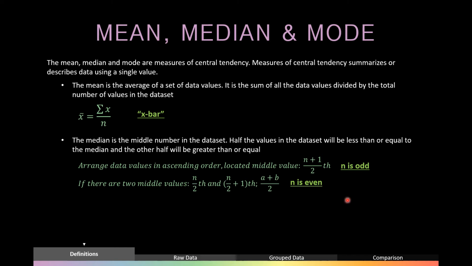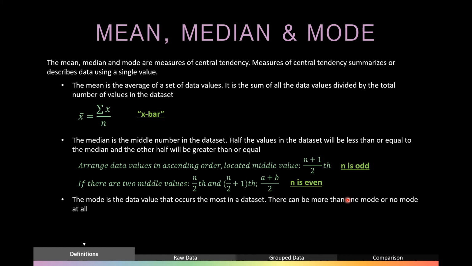And it makes sense. When we were working with 5, it was easy to locate a single middle position. However, when we were working with 6, we had 2 middle positions. Moving on to the mode. Now, the mode is a data value that occurs the most in a data set.